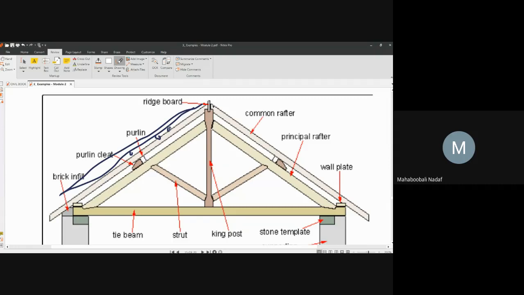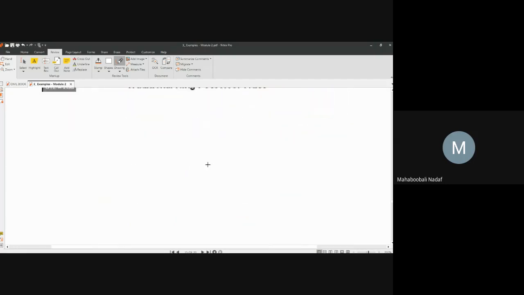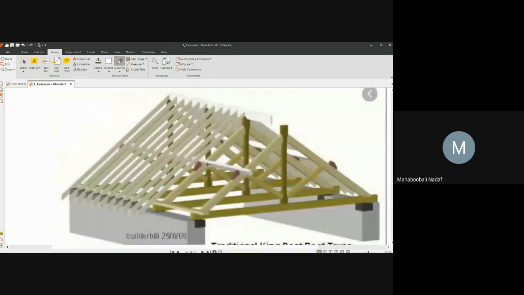What are these members called? We will see it in the next diagram. So now here you can see, in this diagram, you can easily understand: principal rafter, common rafter, purlin, cleat, king post, tie members, and struts. These are struts. This is the base plate, this is the wall.